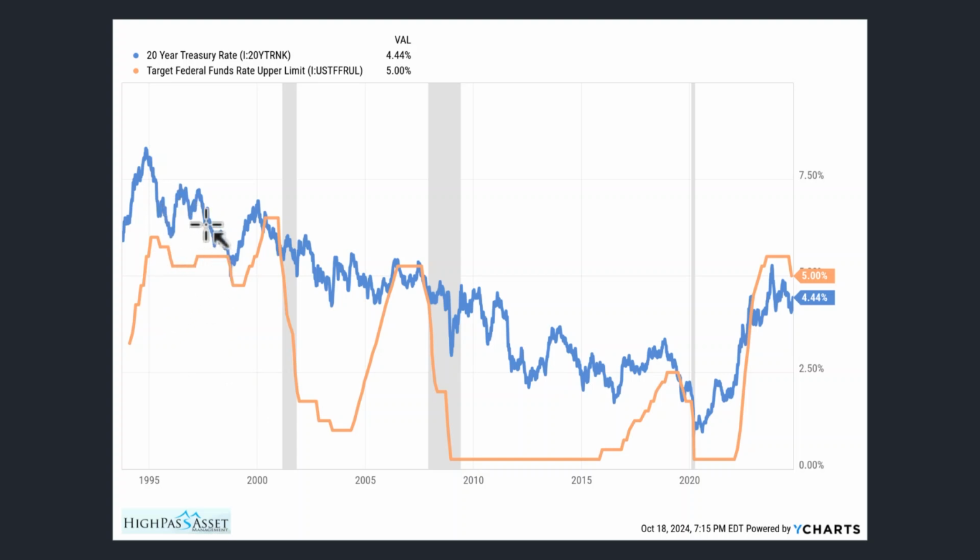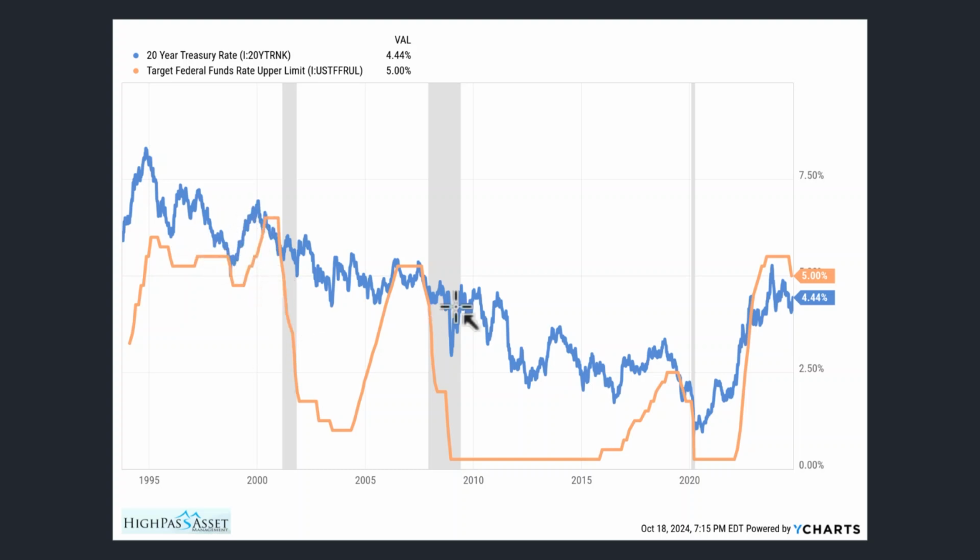And what I want to draw your attention to is what happened in the 90s. This is the one and only time that we had a soft landing in the last 7 decades. And you can see that the Fed cut interest rates right here. And look at what happened with the 20-year Treasury yield. The yield went up when they cut. And then they cut again, and the yield goes up again.